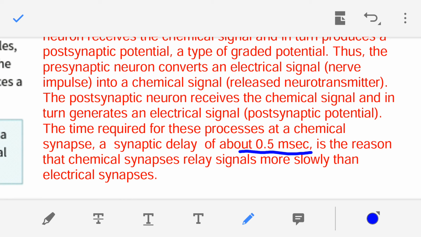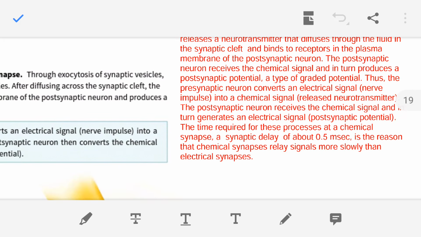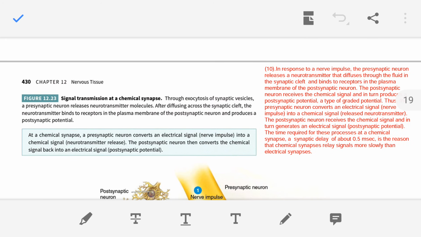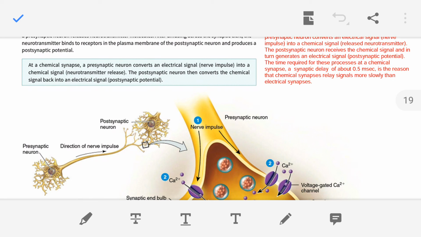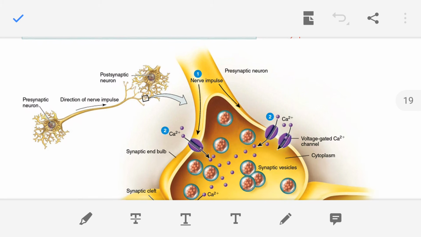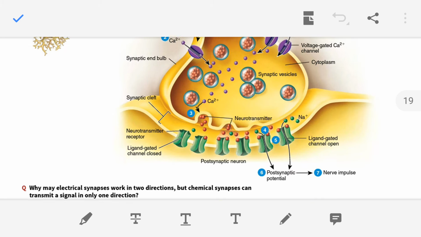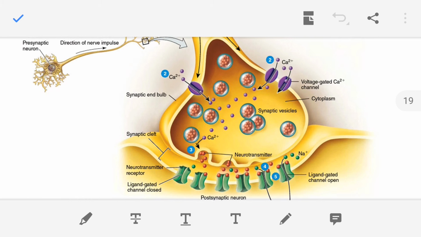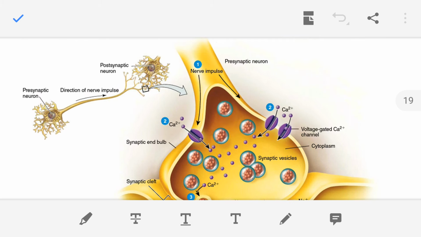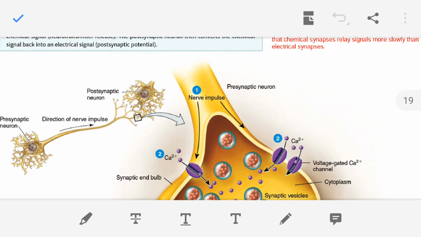Okay, so simply we can say electrical synapses propagate nerve impulses very fast, and chemical synapses propagate nerve impulses slowly. Okay, now we are discussing the events that are taking place in the chemical synapse. Now one by one I'm showing you.